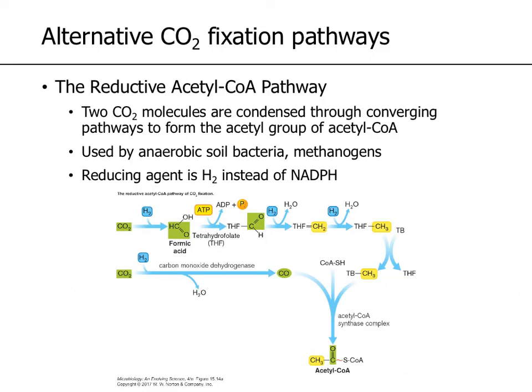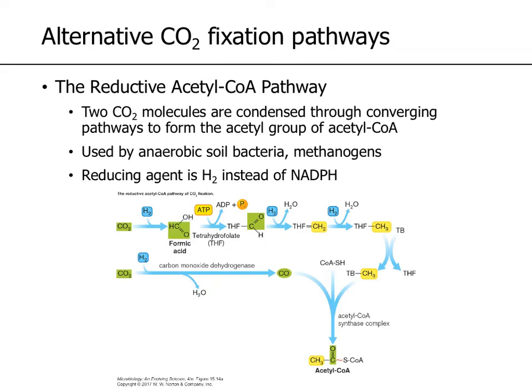Okay, so another alternative pathway is this reductive acetyl-CoA pathway. So in this case, you get two CO2 molecules, and they're condensed through converging pathways to form the acetyl group of the acetyl-CoA. So this is used by anaerobic soil bacteria and methanogens. In this case, the reducing agent is H2 and not NADPH.